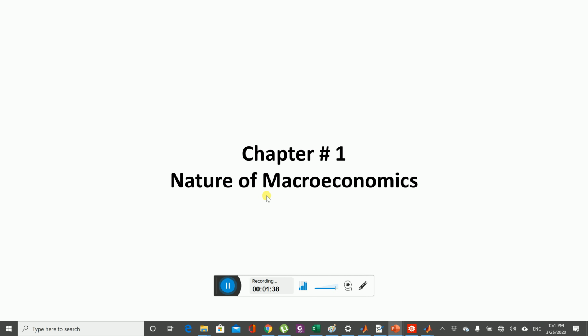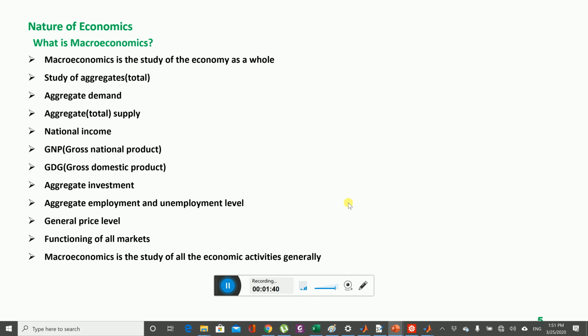Our first chapter is the nature of macroeconomics, and we are going to start the course Principles of Macroeconomics from the very first topic: what is macroeconomics. As mentioned in the slides, macroeconomics is the study of the economy as a whole. We know that economics is the study of economic activities that we perform in our daily lives. But macroeconomics actually studies the aggregate total of these economic activities.